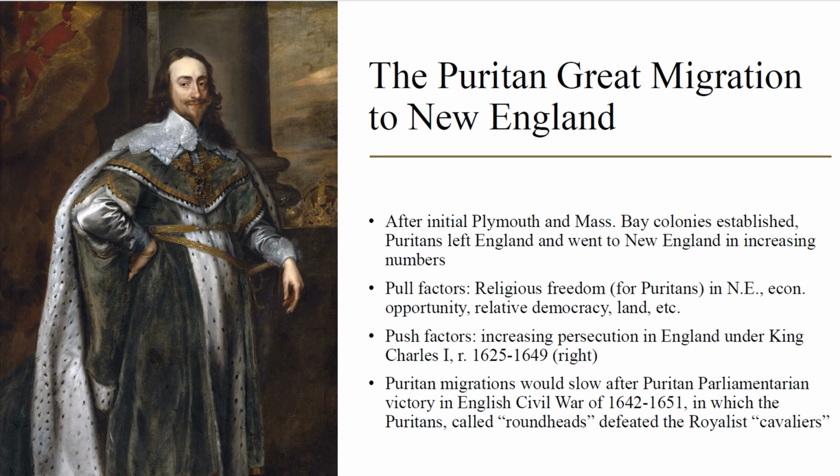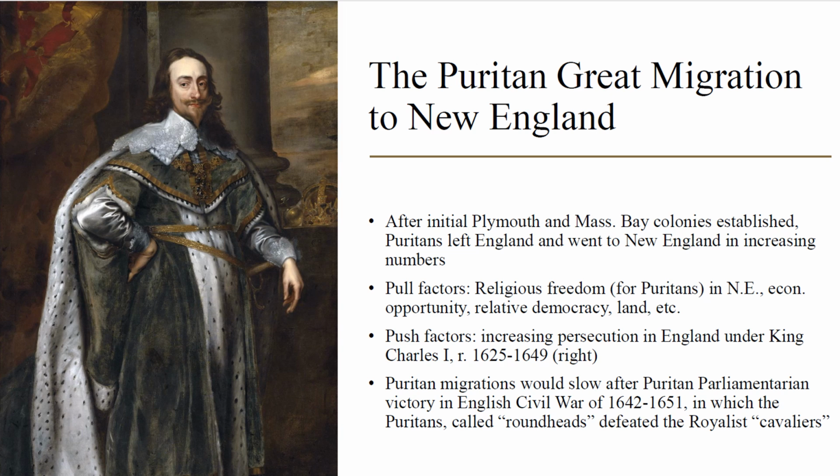I want to briefly discuss the English Civil War and how it impacted migration patterns to the English colonies, particularly to New England. A lot of Puritans went to New England after the establishment of Plymouth and of Massachusetts Bay. There were a lot of pull factors in New England: religious freedom, at least if you were a Puritan, economic opportunities, lots of different types of jobs, relative economic equality, relative democracy, at least for Puritan males. Land was available to settlers.